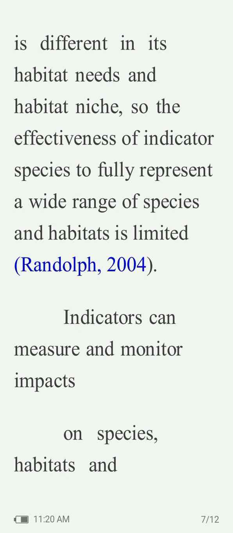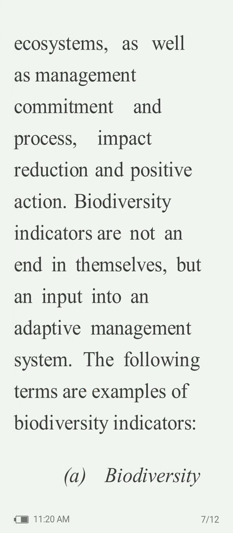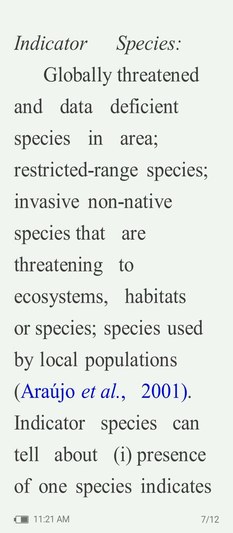Indicators can measure and monitor impacts on species, habitats, and ecosystems, as well as management commitment and process, impact reduction, and positive action. Biodiversity indicators are not an end in themselves but an input into an adaptive management system. The following terms are examples of biodiversity indicators. Biodiversity indicator species: globally threatened and data deficient species and area restricted range species, and invasive non-native species that are threatening to ecosystems, habitats, or species used by local populations.